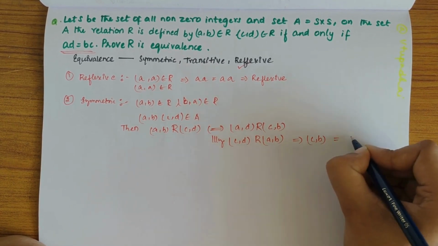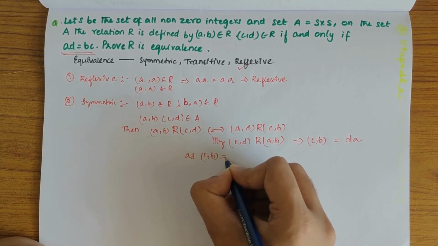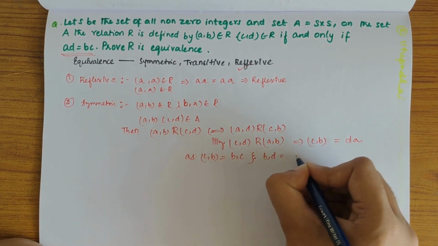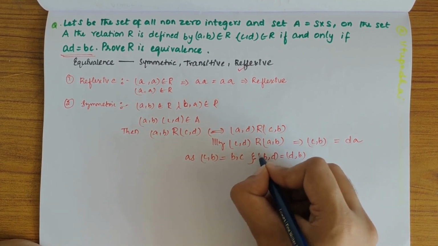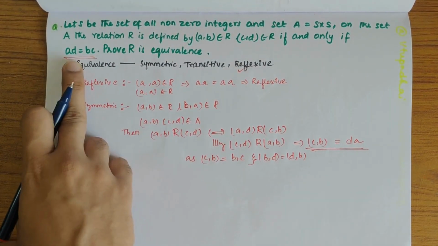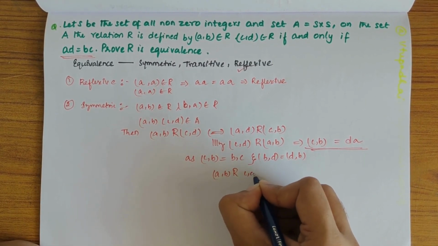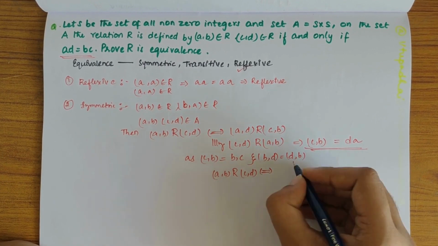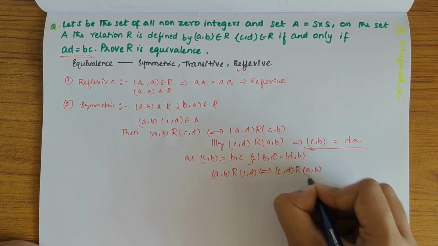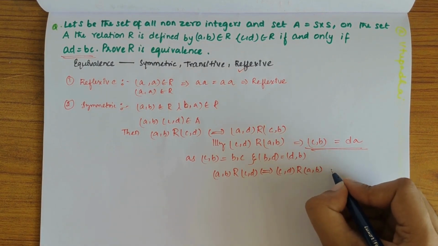CB is equal to DA. As we know, C into B can also be written as B into C and B into D can also be written as D into B. So this condition is being derived from the given problem statement. Thus we can say that (a, b) related to (c, d) is equivalent to (c, d) related to (a, b). Thus we can say that the relation is symmetric.